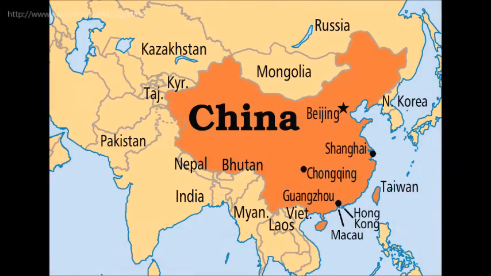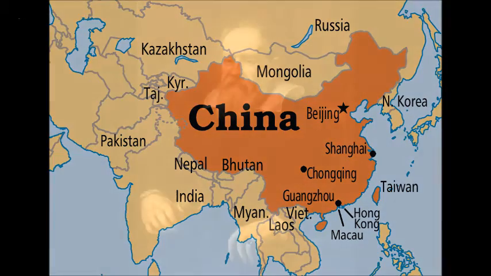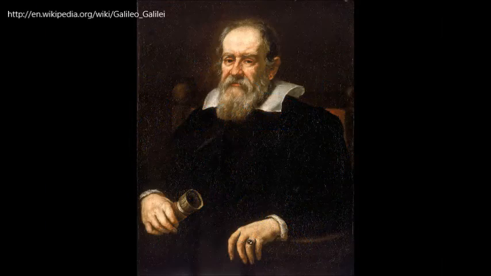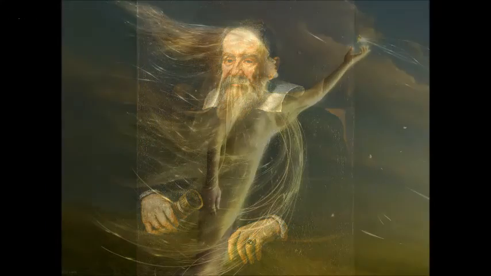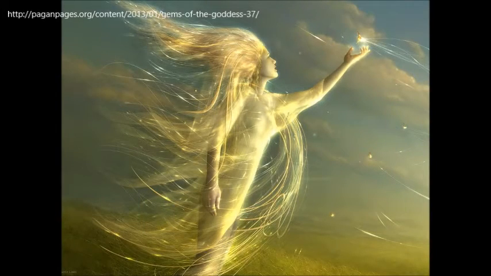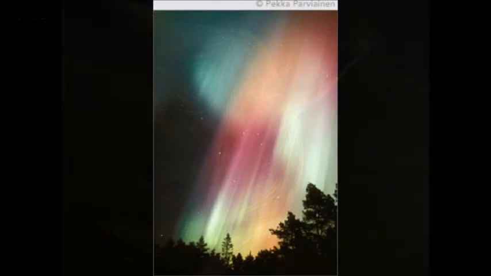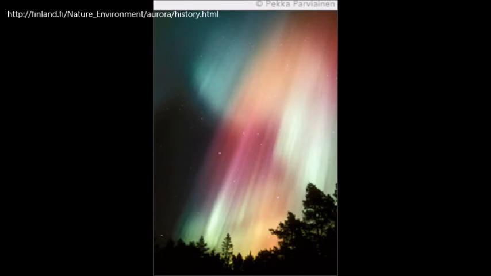The first time the lights were written about was in China in 2600 BC. The aurora borealis was named by Galileo in the 16th century after Aurora, the Roman goddess of dawn, and the Greek name for the northern wind, Boreas. An early drawing of the lights showed candles flickering above the clouds.